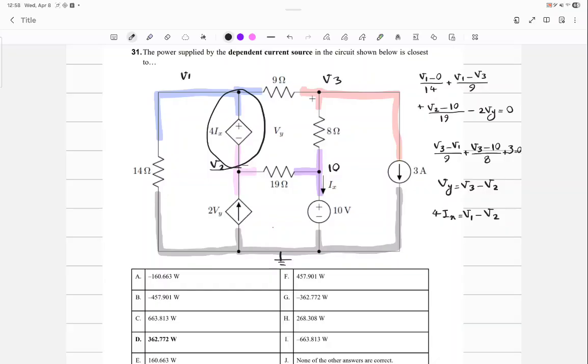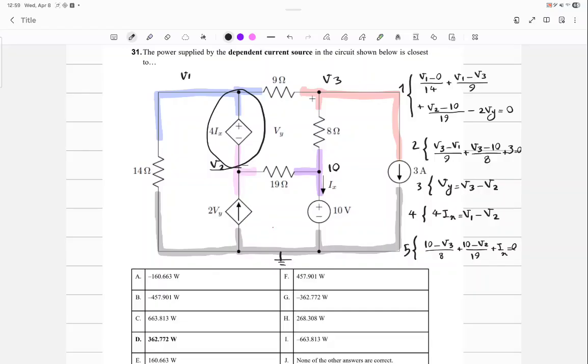But the thing is, if I write that one, let me write it. So (10 minus V3) over 8 plus (10 minus V2) over 19 plus IX is equal to 0, right? 1 equation, 2 equation, 3 equation, 4 equation, and 5 equation. I need to get rid of 2 of them. Can I do that?